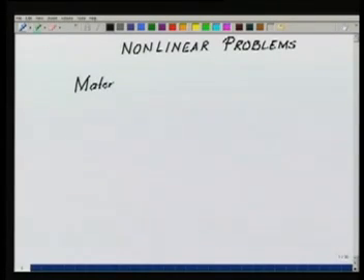In this lecture we are going to discuss how to solve nonlinear problems using the finite element method. Nonlinearities in physical problems can arise due to many reasons. For example, you may have material nonlinearity, as in the case of plastic deformation of materials, materials with damage in them, materials with cracks, growing cracks, and so on.